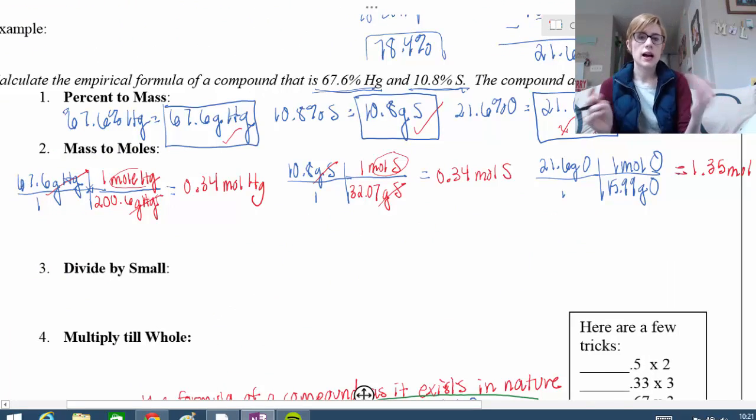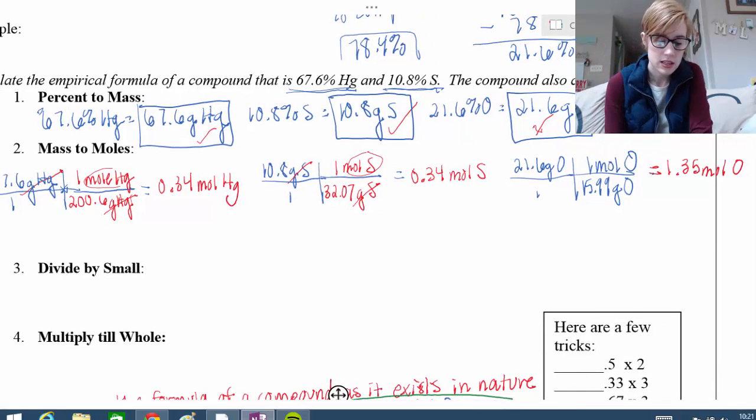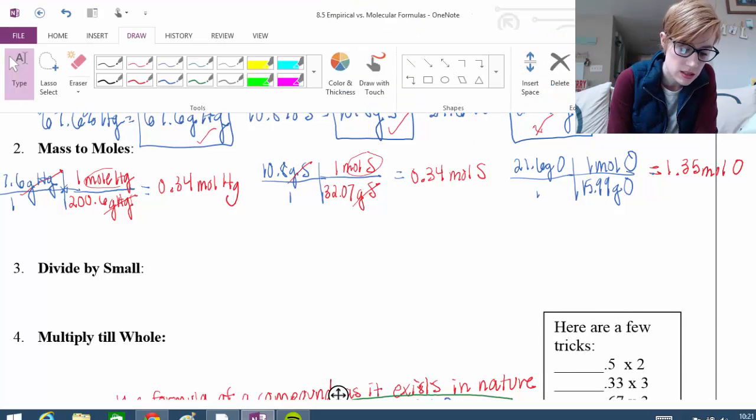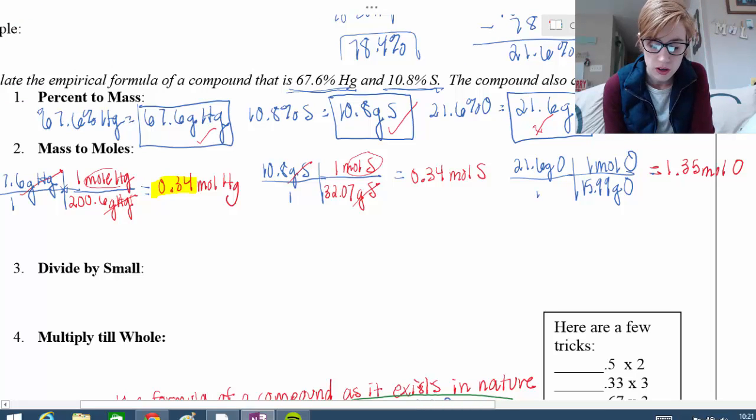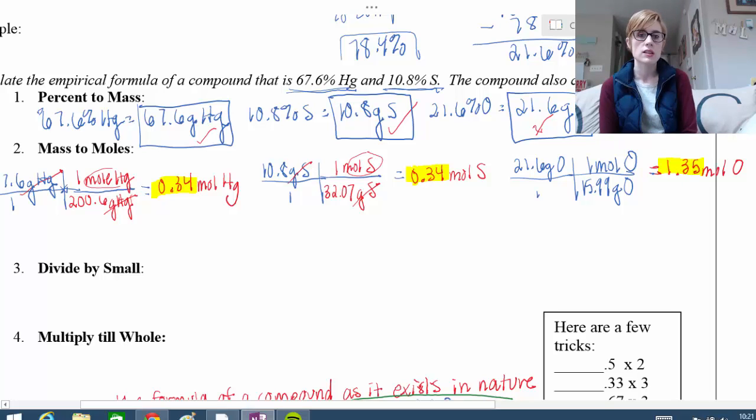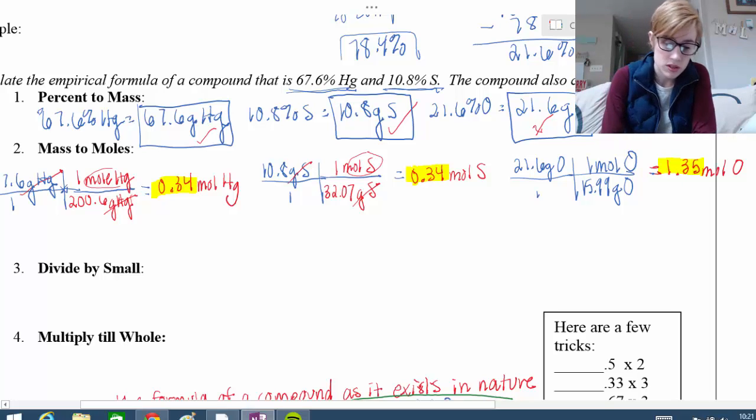Step 3 is to divide by the smallest. So you have to look at these moles. You have to look at each of these numbers here, find out which number is the smallest. We have 0.34, we have 0.34, and we have 1.35. So which one's the smallest number? 0.34 is the smallest number.